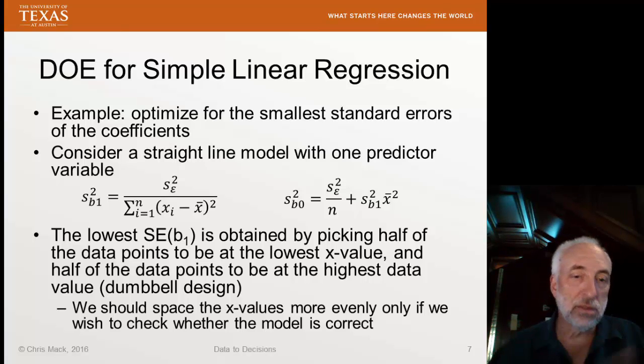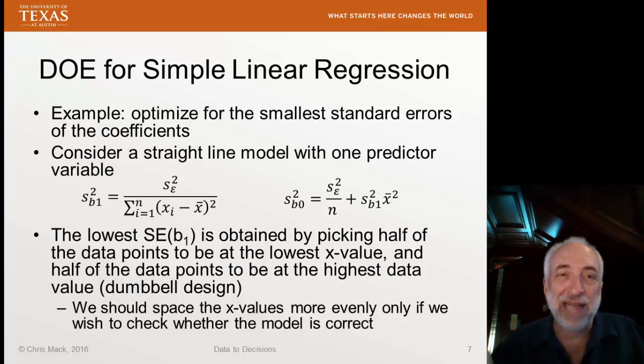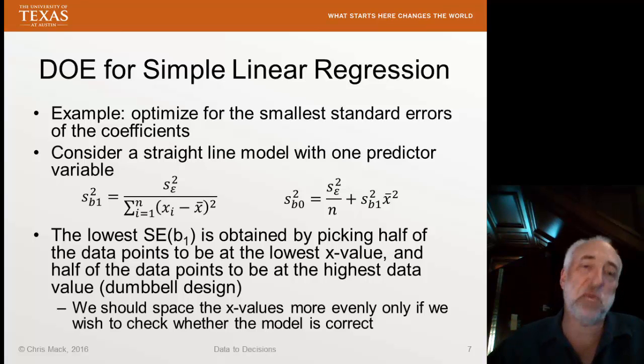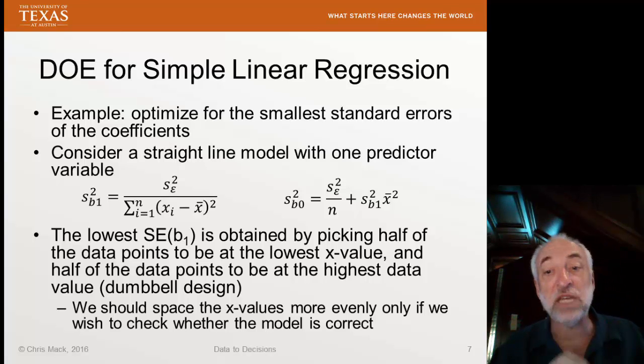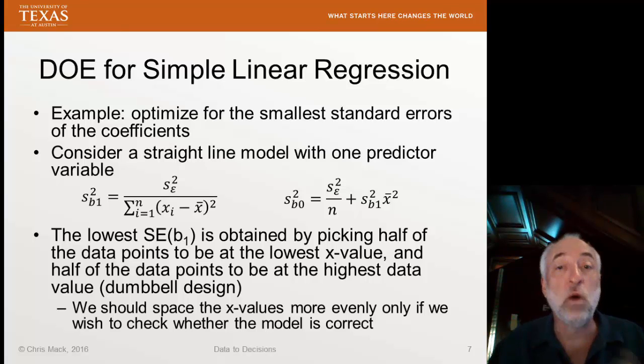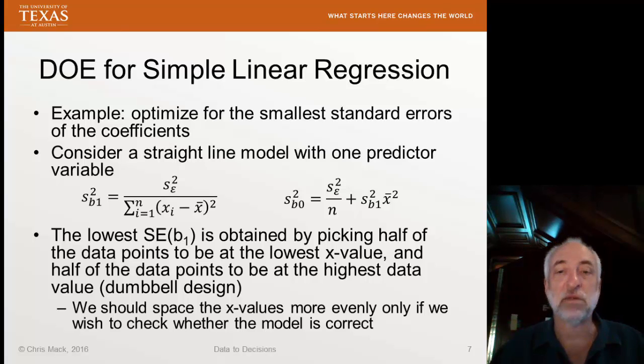And I'll talk about some of the trade-offs of this, but basically it goes exactly the opposite of what we're used to thinking about our designs, where we space evenly the x values from a min to a max. Well, that spacing of the x values evenly is useful if we want to understand what model is most appropriate. If we already have the model that we know is appropriate, then it's not the most efficient design.